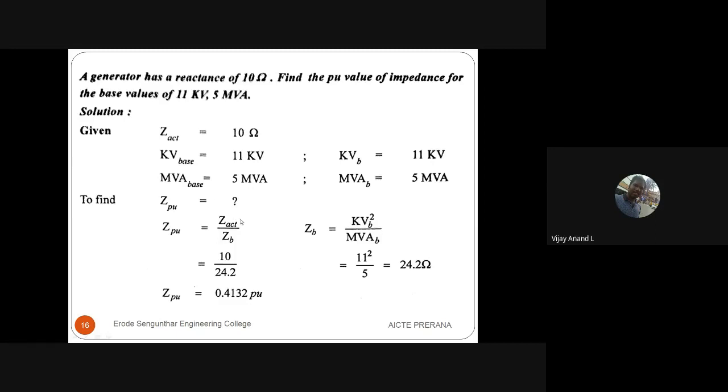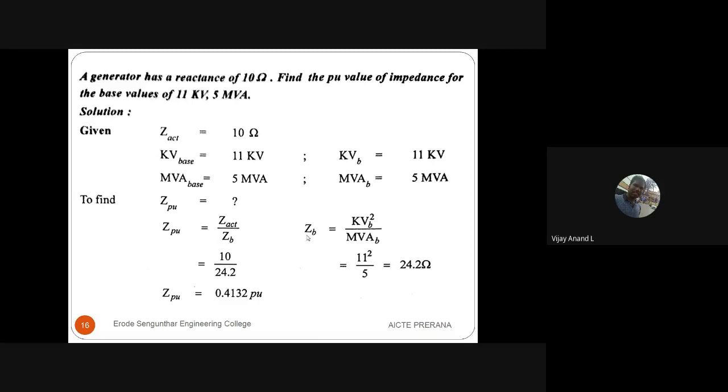So we go for the formula. ZPU is equal to Z actual divided by Z base. The actual value is given. We have to calculate Z base. To calculate Z base, we know the formula: Z base is equal to KVB square divided by MVA B. So KVB value is 11, so substitute 11 the whole square, divided by MVA value 5. Just solve this value. We will get a final value of 24.2 ohm for Z base. That is, base impedance value is 24.2 ohm.